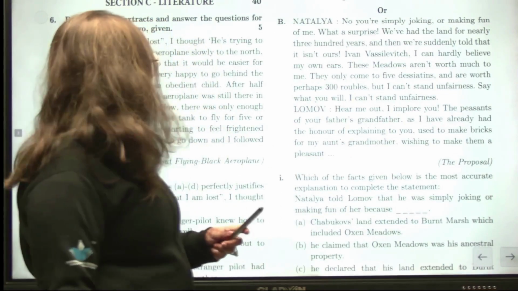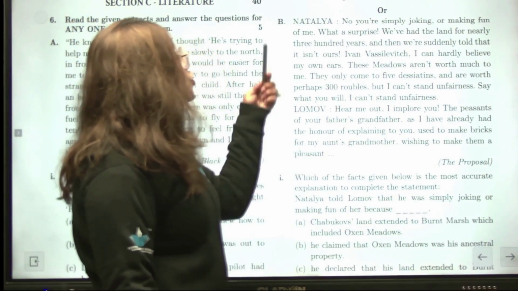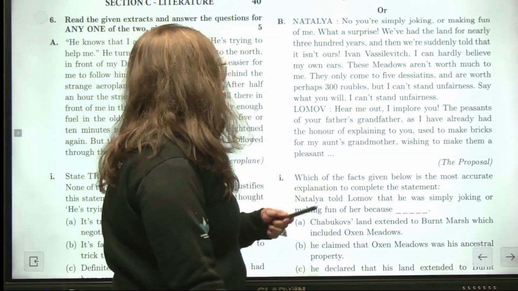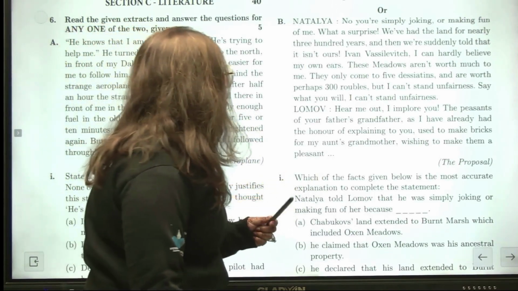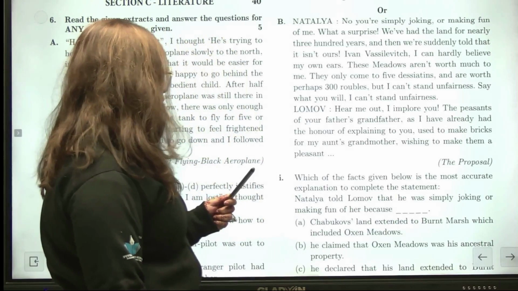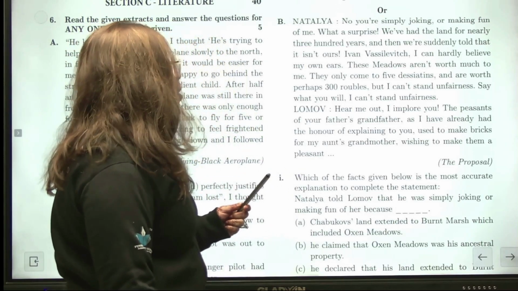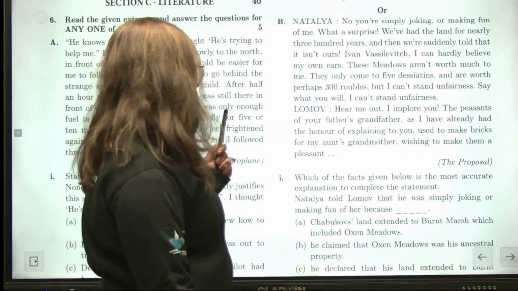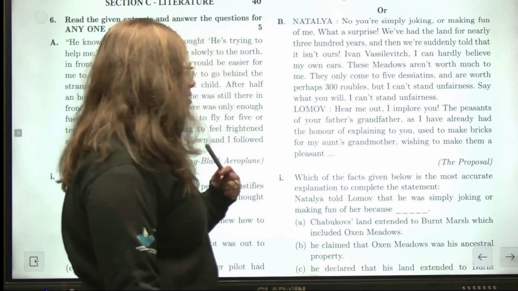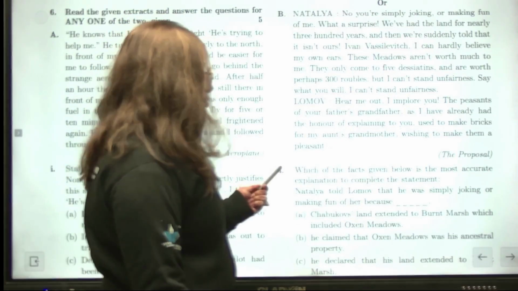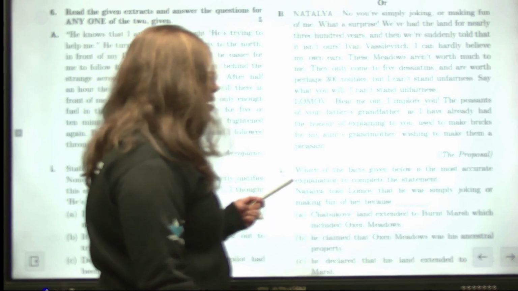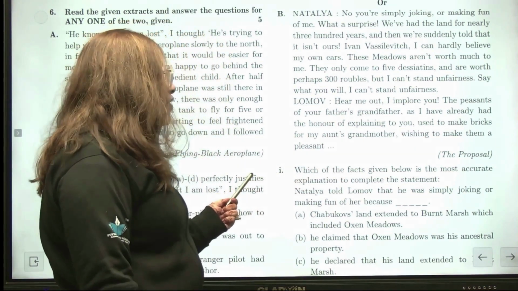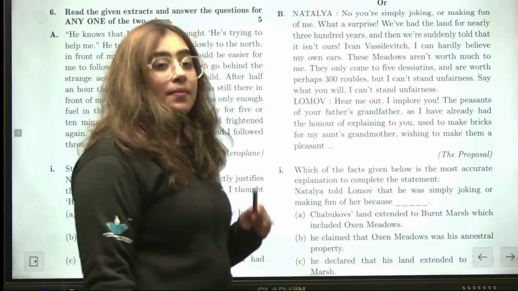Next extract, let's see, from which chapter? Natalia: No, you are simply joking or making fun of me. What a surprise. We have had the land for nearly 300 years and then we are suddenly told that it is not ours. Ivan Vasilevich, I can hardly believe my own ears. These meadows are not worth much to me. They only come to 5 desyatins and are worth perhaps 300 rubles. But I can't stand unfairness. Say what you will, I can't stand unfairness. Lomov: Hear me out, I implore you. The peasants of your father's grandfather, as I have already had the honor of explaining to you, used to make bricks for my aunt's grandmother, wishing to make them a pleasant.